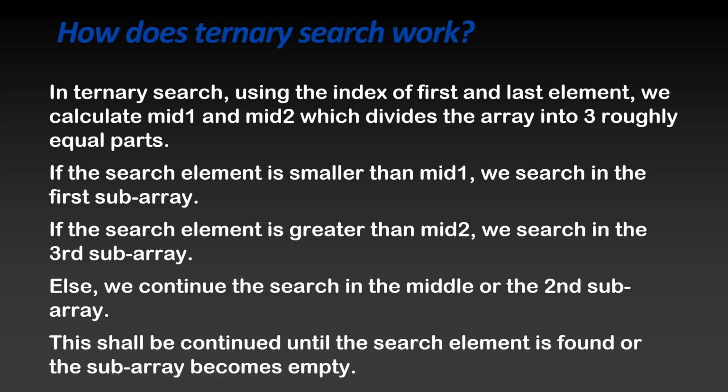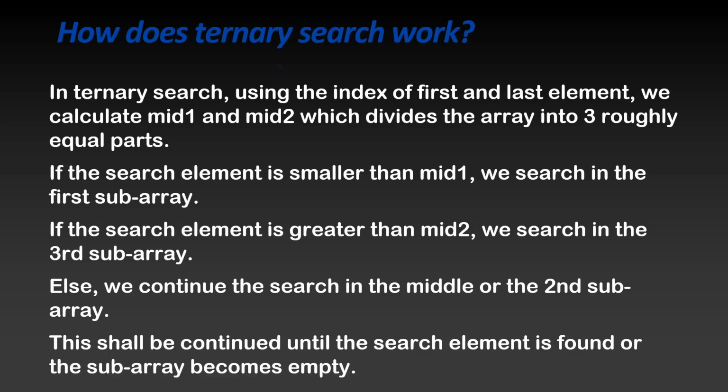If none of these is true, this means that the key is between the elements at mid1 and mid2. So now we have to update both left and right so that we get the middle array. We update right to mid2 minus 1 and left to mid1 plus 1. So the array will be mid1 plus 1 to mid2 minus 1, the middle array. This will be our search space, and we continue this way.